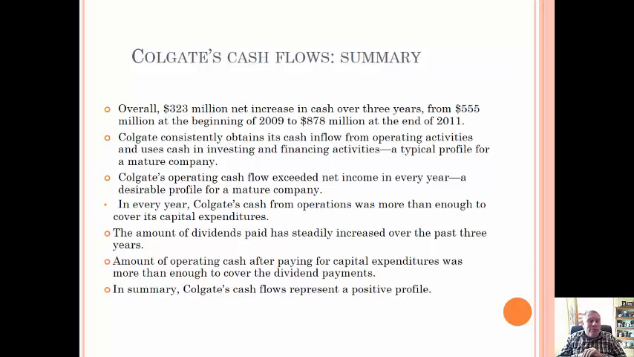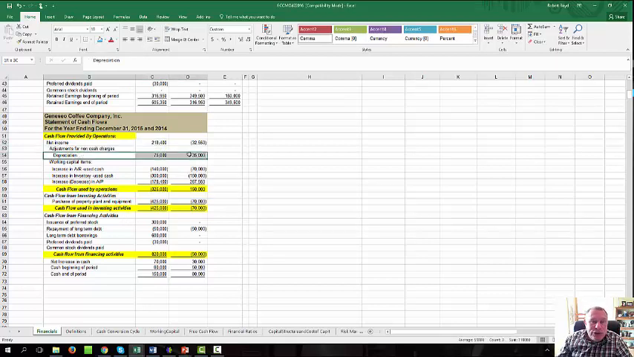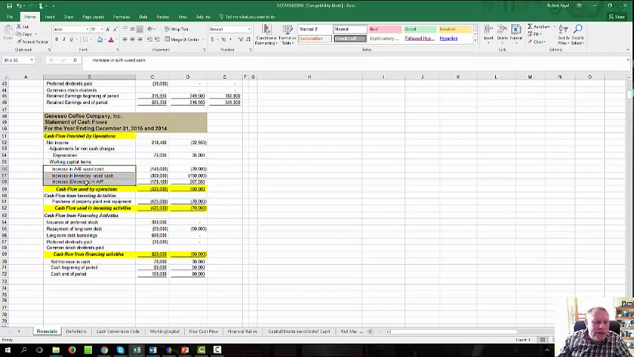Now let's take a very, very brief look at Geneseo. Taking a look at Geneseo Coffee Company, let's compare that to Colgate. The first thing you're going to find is that Geneseo Coffee Company is much simpler, but the same concepts are there. Net income, which comes right from the income statement. Here are their non-cash charges. All they have is depreciation. But what they do have is changes in working capital.